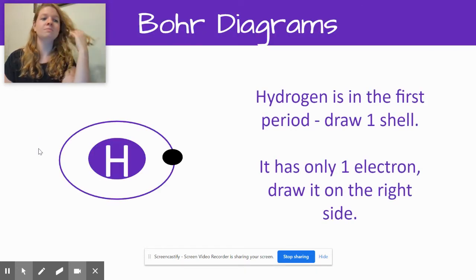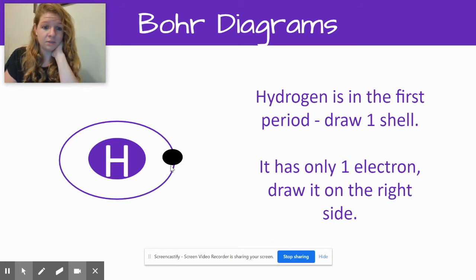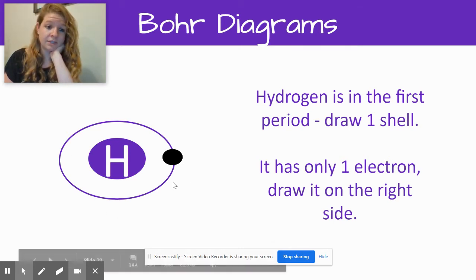All right, so let's draw one for hydrogen. Well, hydrogen is in the first period, so we only draw 1 shell around our hydrogen. We also make sure we have our nucleus with our hydrogen in there as well. It only has 1 electron, so we're going to put that in there. So hydrogen doesn't have a full shell, even though it only has 1 shell. It's kind of lonely. It wants that second electron.